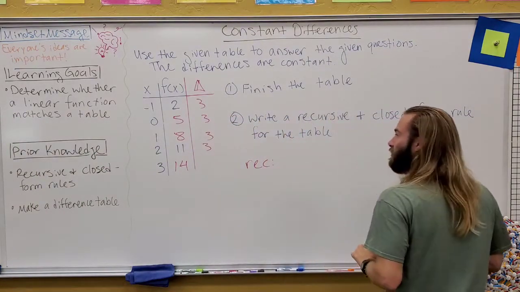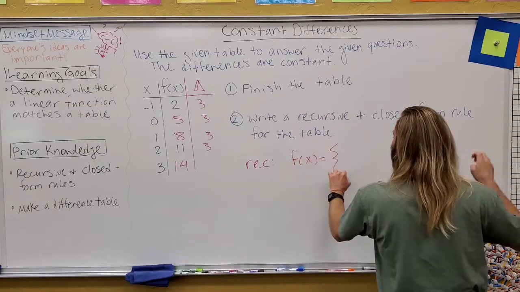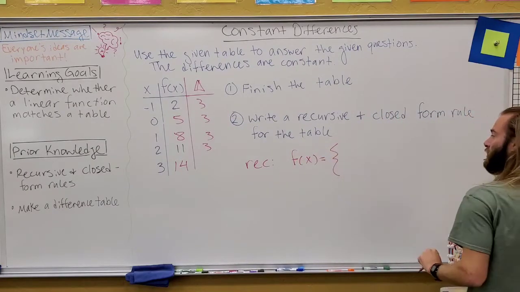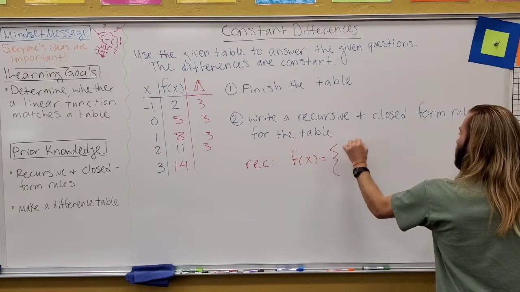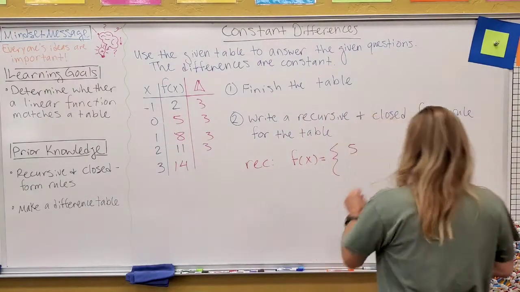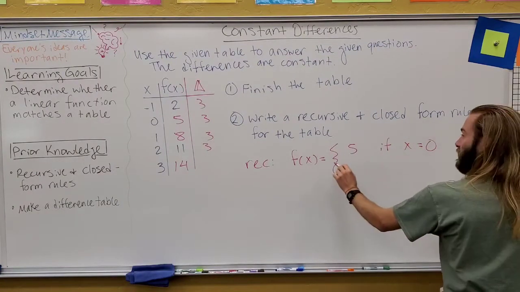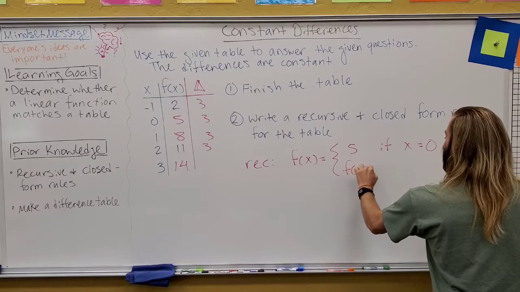The recursive is going to be, remember our setup, like this. And we always give our starting input and output first. So our starting output is 5, because that's when x is 0. So 5 if x equals 0. And, well, remember, we always have f of x minus 1, right?